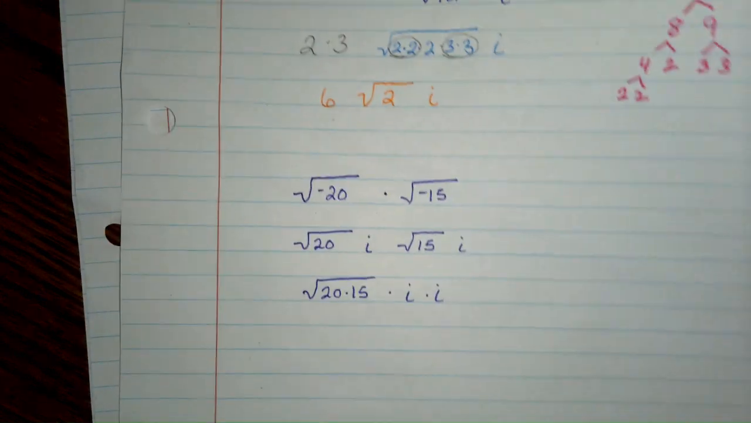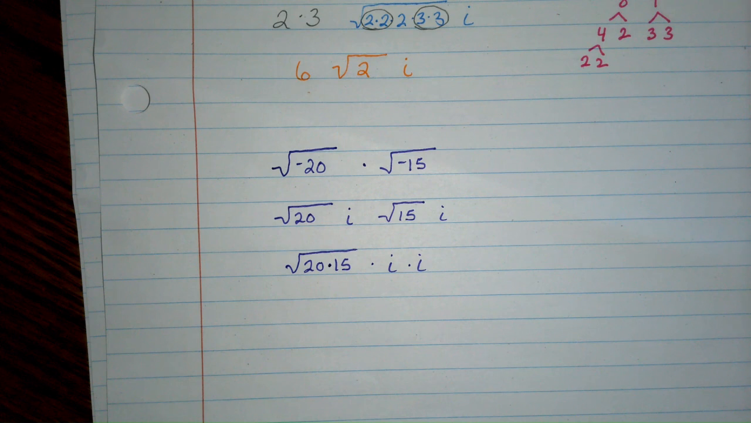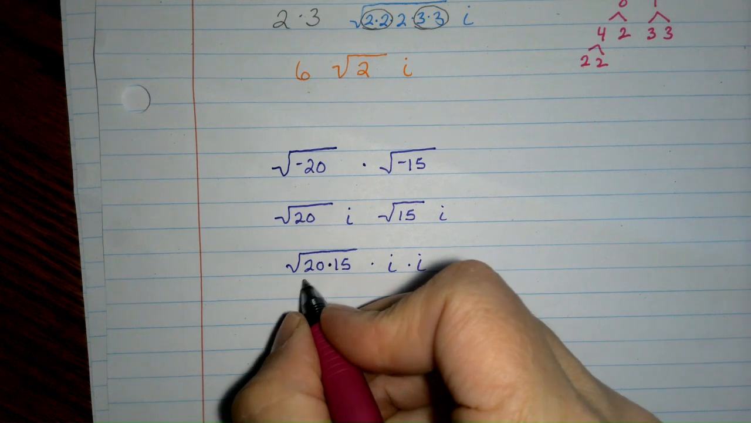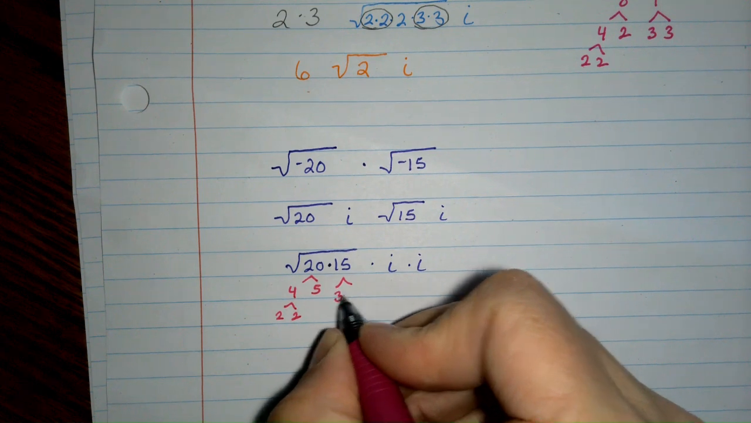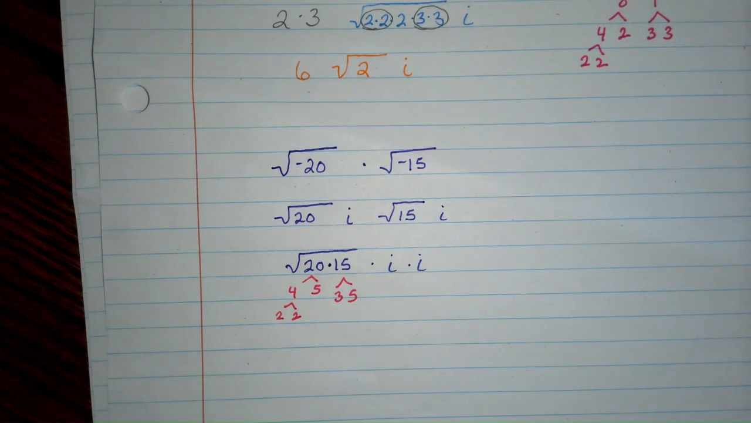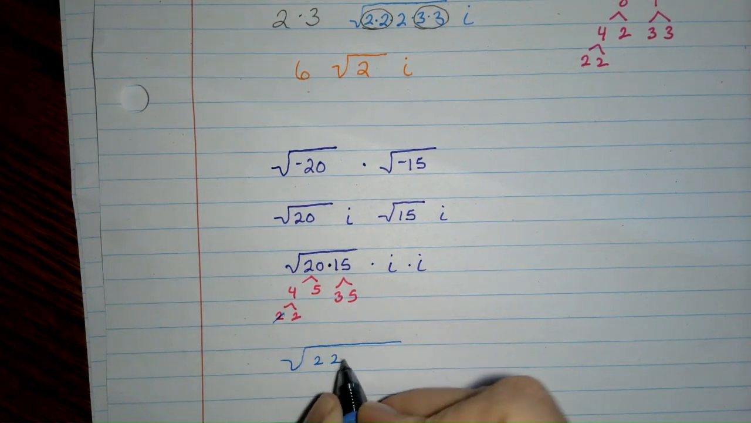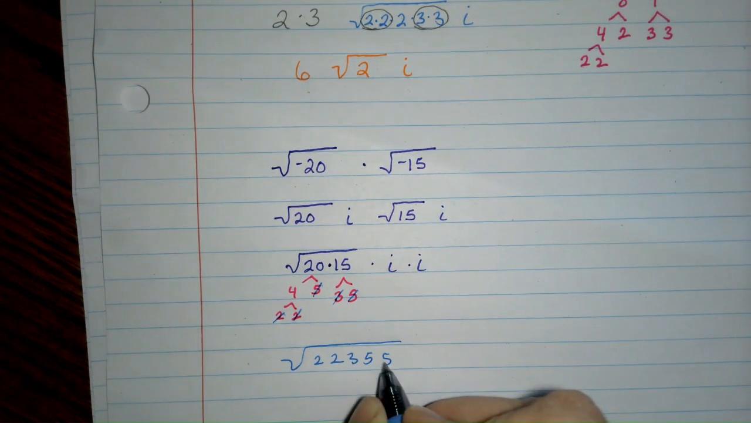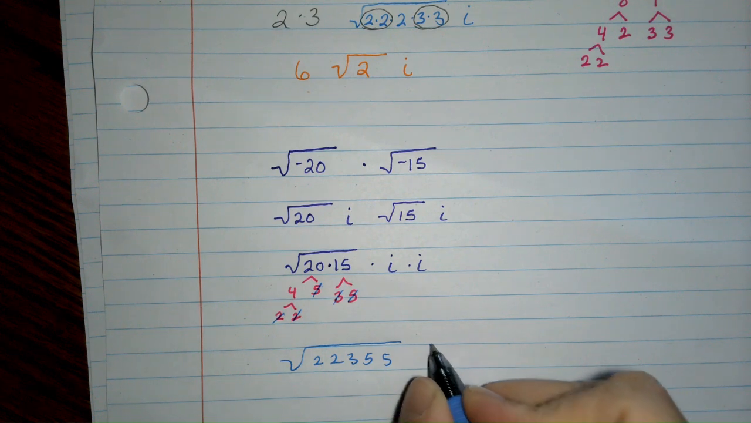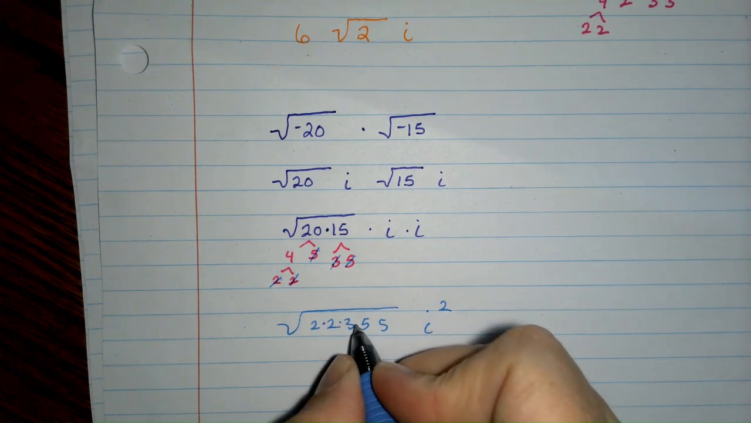Okay, I just dumped all the socks into one basket. Now, could I multiply this together and get 300? Yes, I could. But I'm going to prime factorize this so I can fold socks. So 20 is 4 times 5, which is 2 times 2 times 5. 15 is 3 times 5. So we have a 2, a 2, a 3, a 5, a 5. And instead of writing i times i, I'm going to write i squared. And of course, these are products, right?